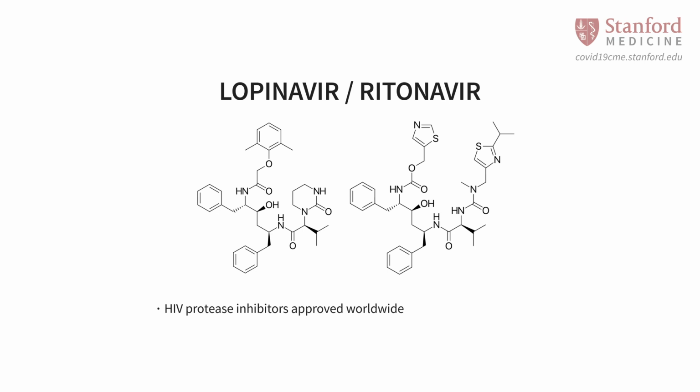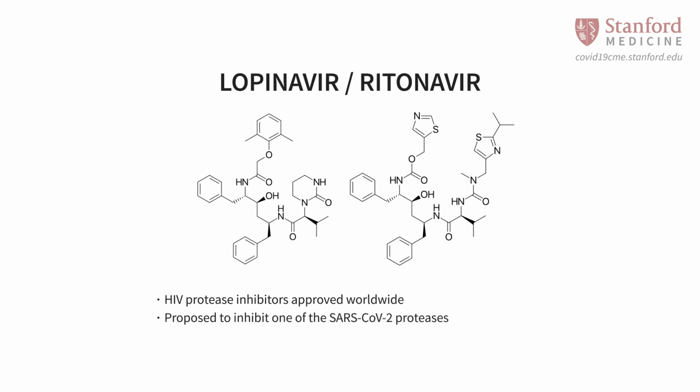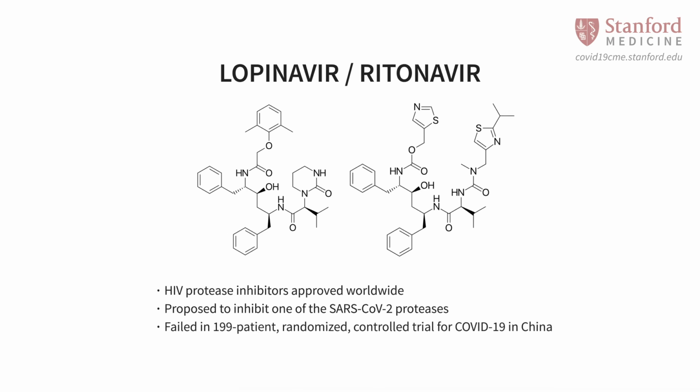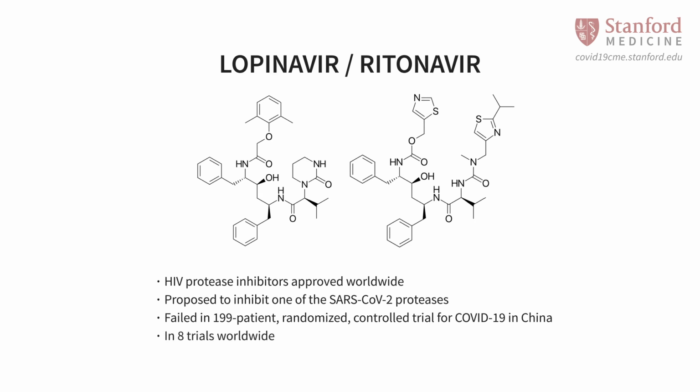The next step in the virus life cycle is translation of the viral polypeptide and processing by embedded viral proteases. The combination of HIV protease inhibitors lopinavir and ritonavir have been proposed to be able to inhibit one of the SARS-CoV-2 proteases. This combination was studied in a randomized controlled trial of about 200 COVID-19 patients in China, but found to have no benefit. However, it is still being studied in 8 trials around the world.